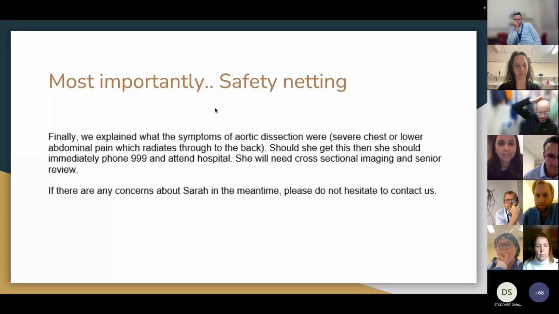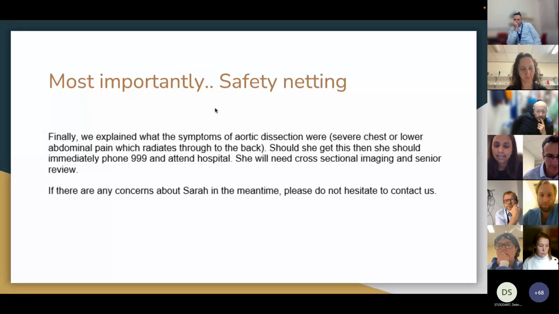So I've just taken this screenshot of a paragraph from the clinic letter. We explain exactly about the symptoms of aortic dissection, which included severe chest or abdominal pain. Should she get this, then she should immediately phone 999 and attend hospital. Through our letter, we were trying to give instructions both to the A&E doctor that she will need cross-sectional imaging and senior review, but also to the patient on what to do exactly in this situation.